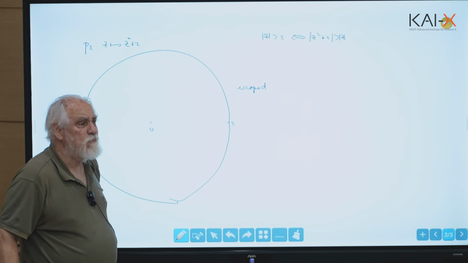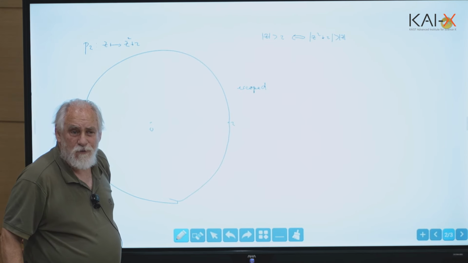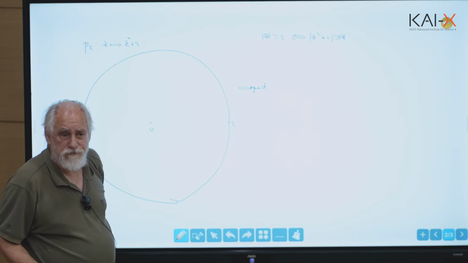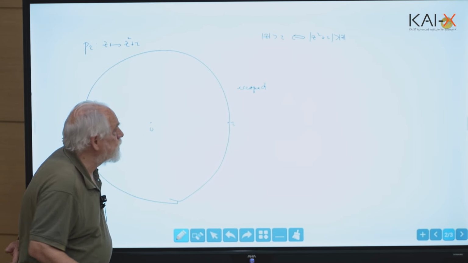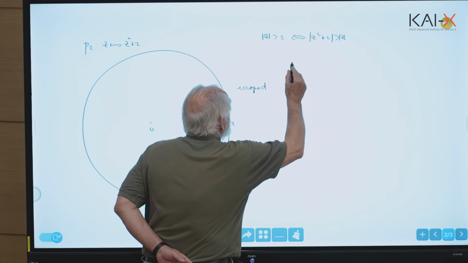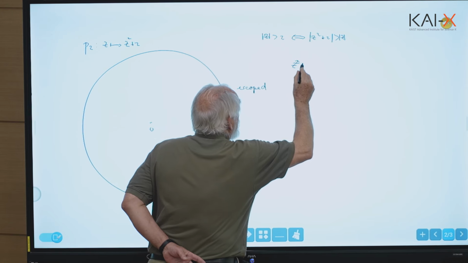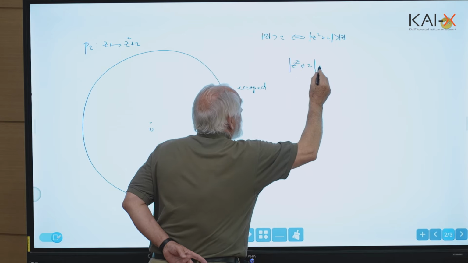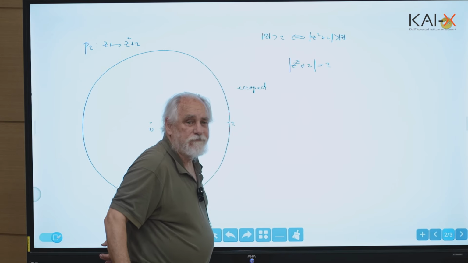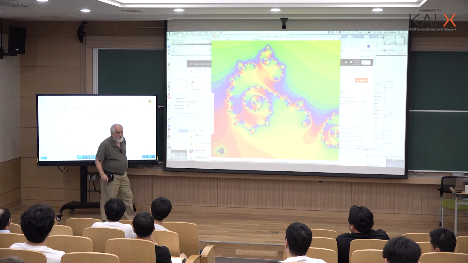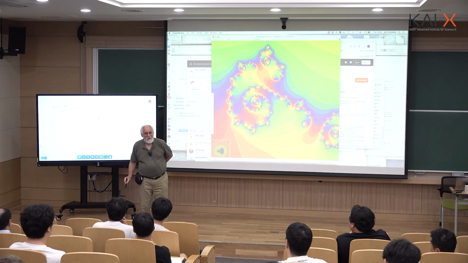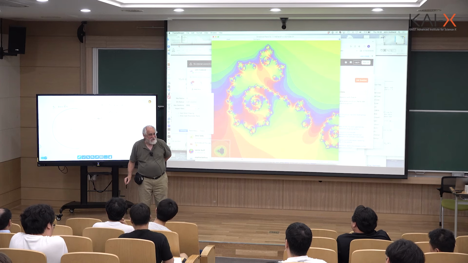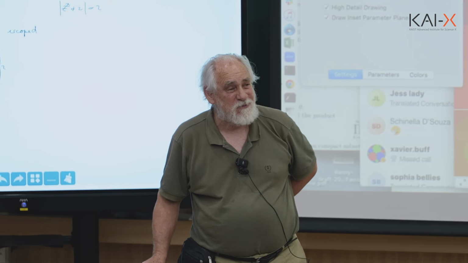Now, where are the points which escape in one move? Those are bounded by the curve of equation absolute value of z squared plus 2 equals 2. Okay, now, elementary one variable complex analysis. What does the curve of equation absolute value of z squared plus 2 equals 2 look like?